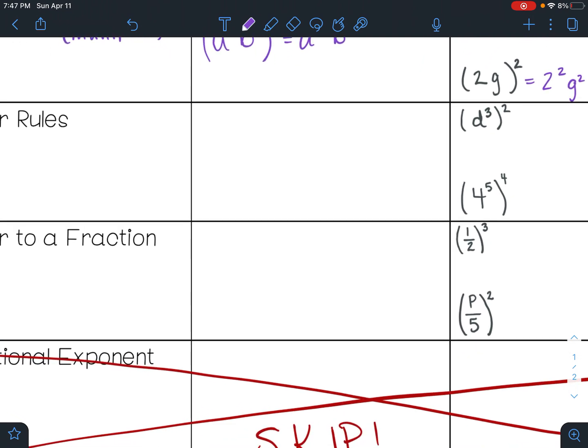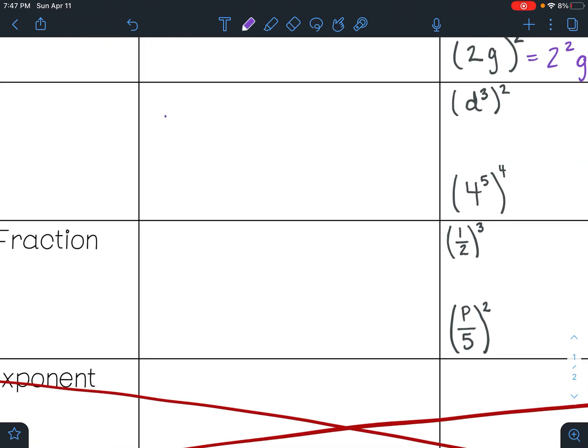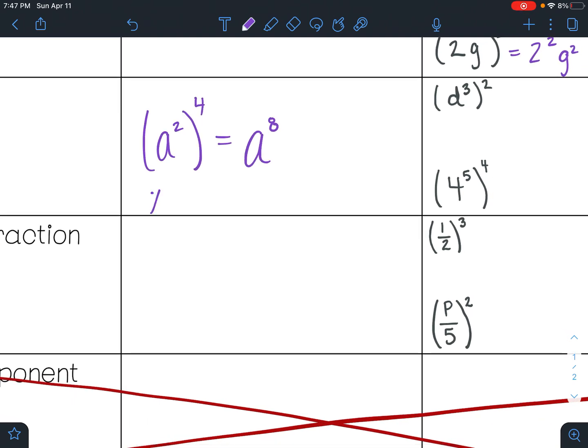Power rules. Okay, so power rule. What that means is say I have something to an exponent, and I'm going to take that something and raise it to another exponent. So what I'm going to end up doing, so remember when we had two bases that were the same, we added our exponents. When we were dividing, we subtracted our exponents. Here I have a power to a power. I'm going to multiply my exponents. So that gives me A to the 8th. Let's try some examples. Let's see, put a star down here, we multiply exponents.